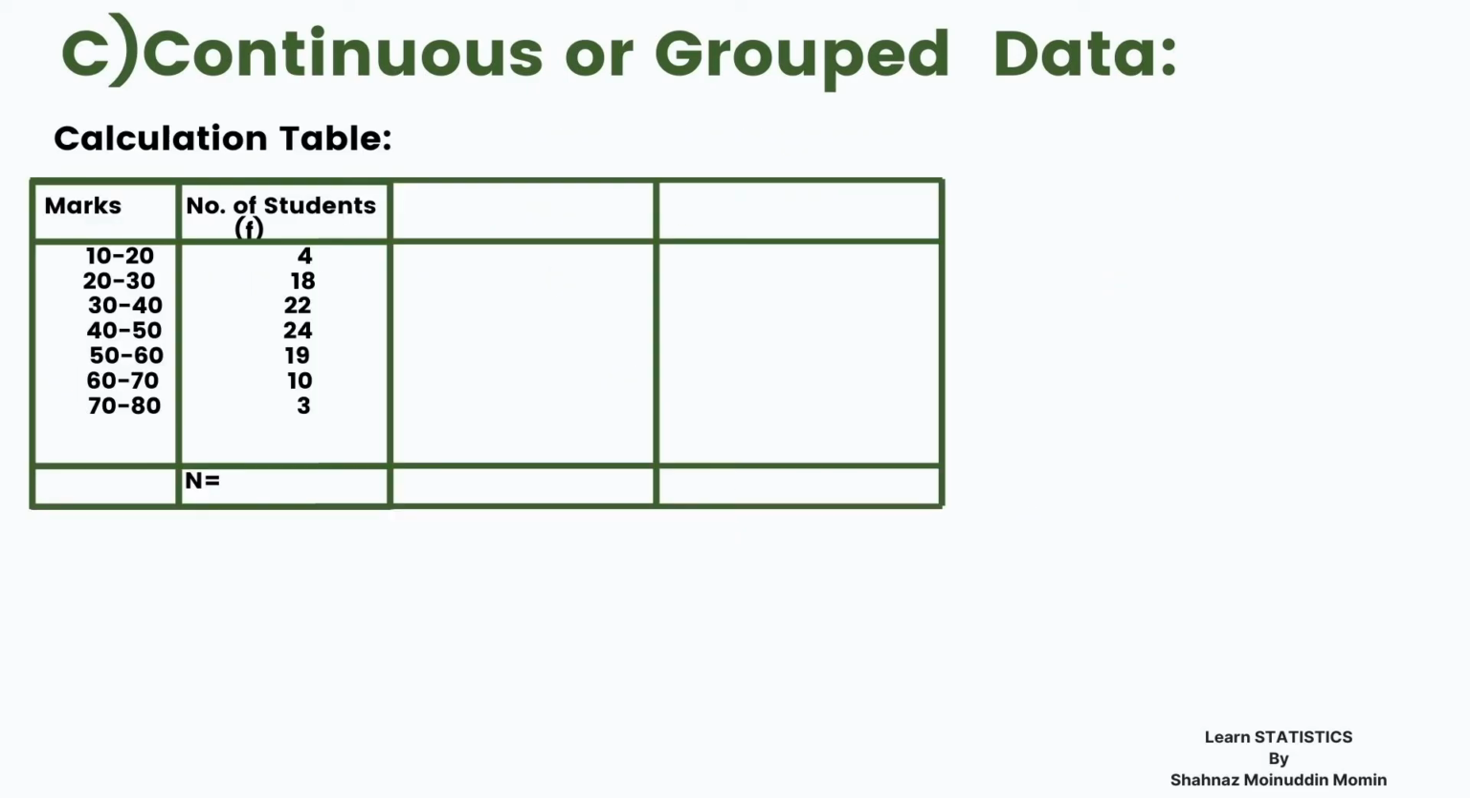Let us prepare a calculation table. Write down the marks and number of students in a tabular form and write the total of frequency. If we add all this frequency, it comes out to be 100. Prepare a next column, midpoint, denote it as M, and next is frequency into midpoint. Now we will write the midpoints. We have seen the first midpoint comes out to be 15.